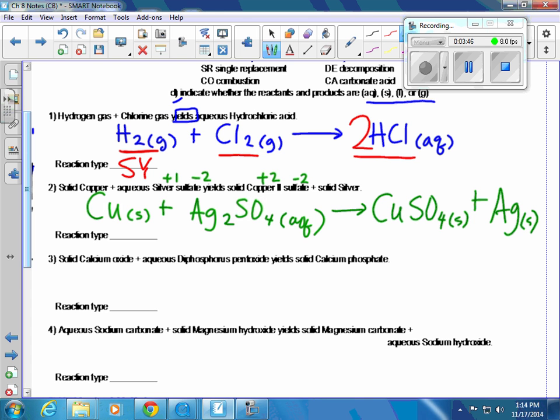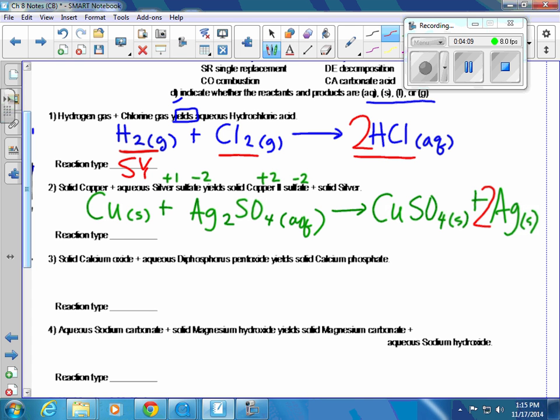Okay, so I did my first step. The next step is I need to balance this. If I take a look, I have 1 copper on the right. On the left, I have 2 silver. So on the right, I need to make 2 silver there. And I have 1 sulfur and 4 oxygen, and 4 oxygen. So it looks like I am balanced just by putting the whole number 2 there.